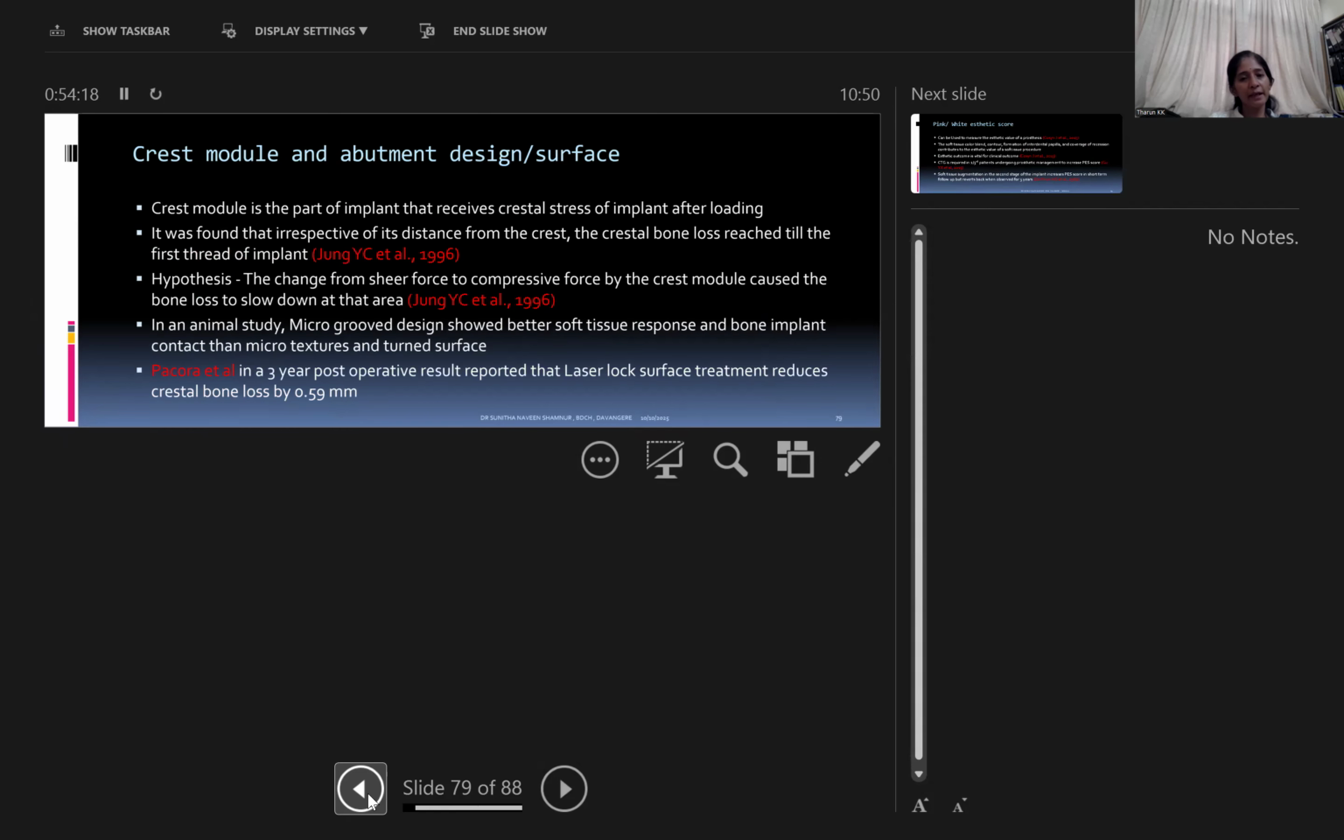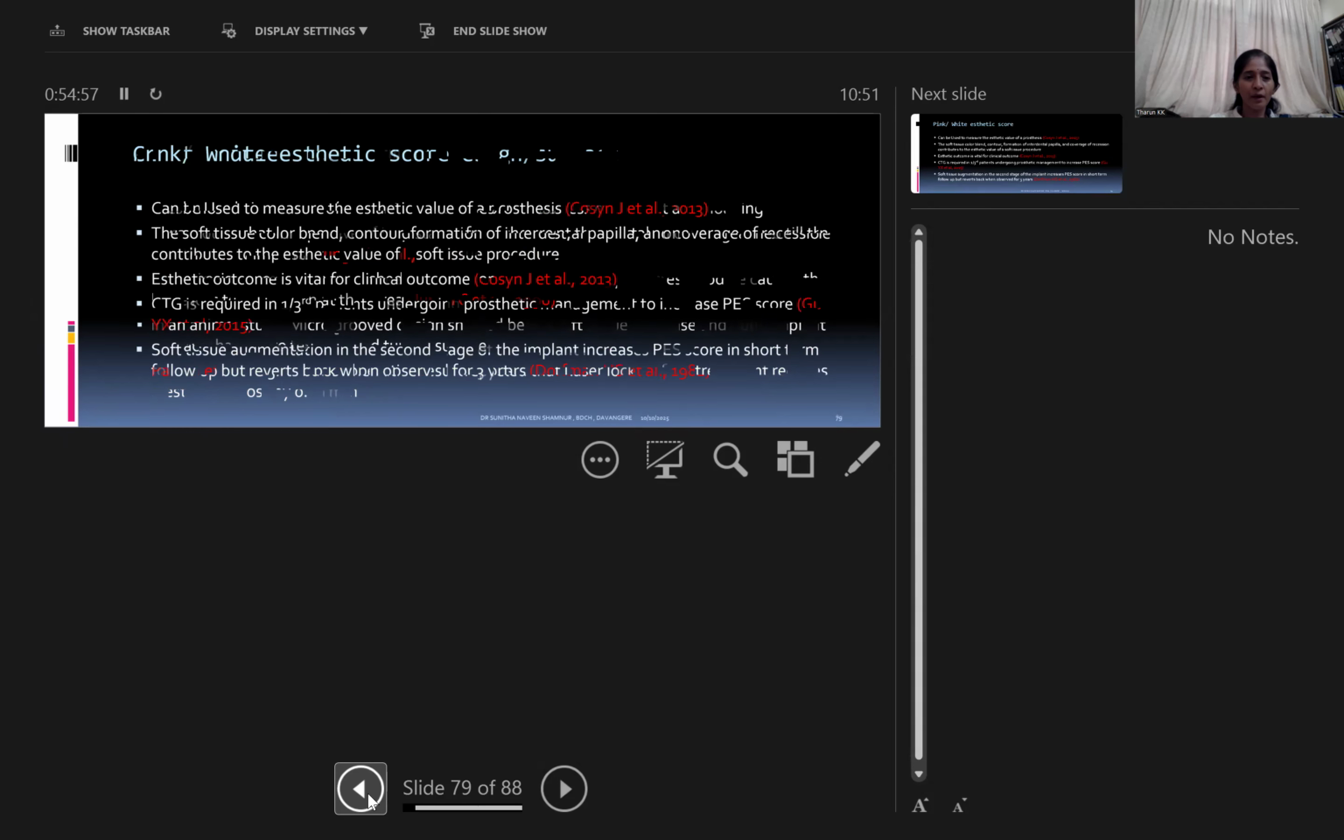Crest module and the abutment design. Obviously, we all now do platform switching or more stable connections. The main biomechanical principle here is to dissipate the stress away from the crest of the implant bone. The hypothesis here was a change of the shear force to a compressive force, as you know, from the Jung studies in 1996. Even the laser-lock implant surface laser treatment reduces the crestal bone loss by 0.59 millimeter, or less than a millimeter, I should say.